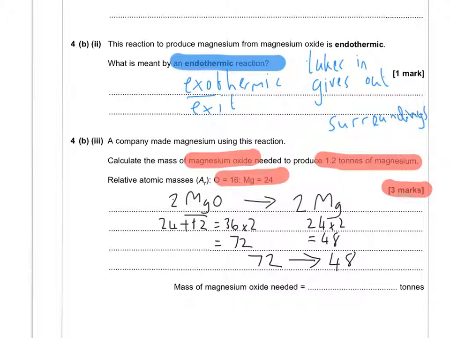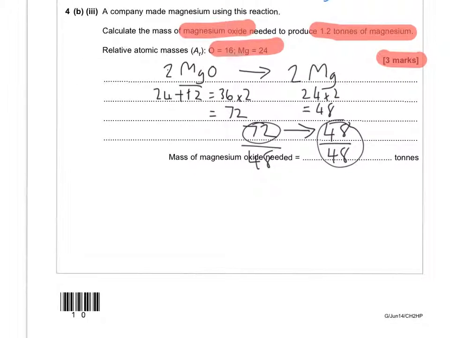Thing is, we're looking for what mass would be needed to produce 1.2 tons of magnesium. So I want to find out this one, and I know this one. So if I divide both sides by 48, that'll give me what 1 ton would make. Again, just move down a bit. So 48 divided by 48, so 1 ton would be made from 72 over 48.